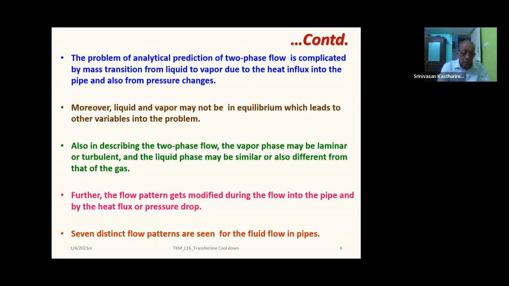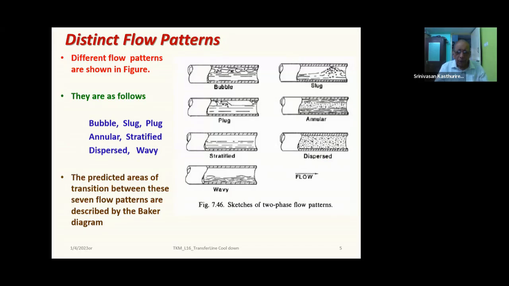So these are what we call the distinct flow patterns. You can see here the fluid flow through a horizontal pipe. Imagine a transparent pipe with the fluid flowing, and you can look at what sort of flows you are able to see in these pipes. The seven types of flows are: bubble flow, slug flow, plug flow, annular flow, stratified flow, dispersed flow, and wavy flow. The flow is always happening from left to right.